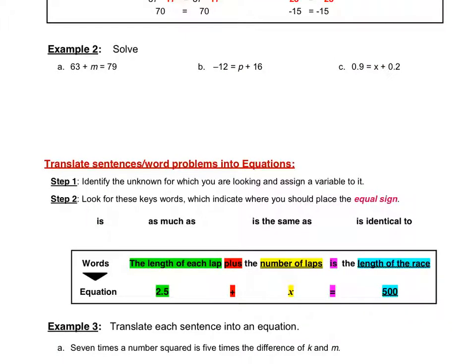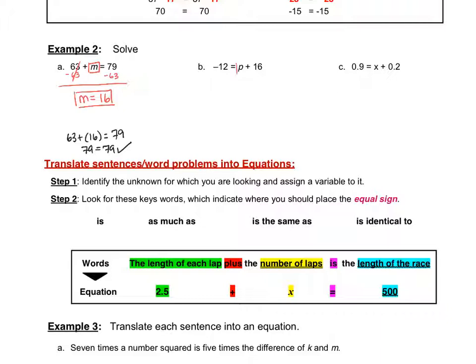Now these are going to be subtraction property of equality. So when I look at these, I have my m right here, and 63 is being added to that. So to get rid of 63, I would have to subtract 63 to clear it from that side. So I subtract 63 from both sides, and I get m equals 16. Plug that in to check. 63 plus m, which is 16, is equal to 79. 79 does equal 79, so that's good news.